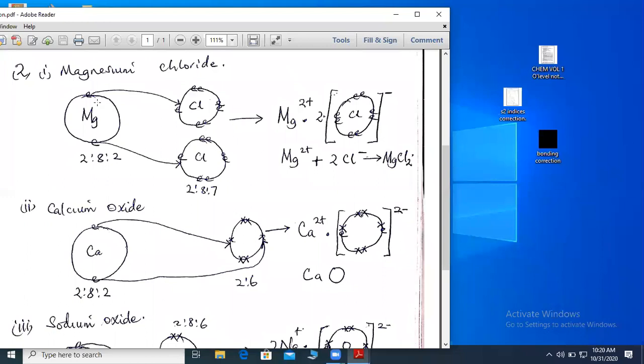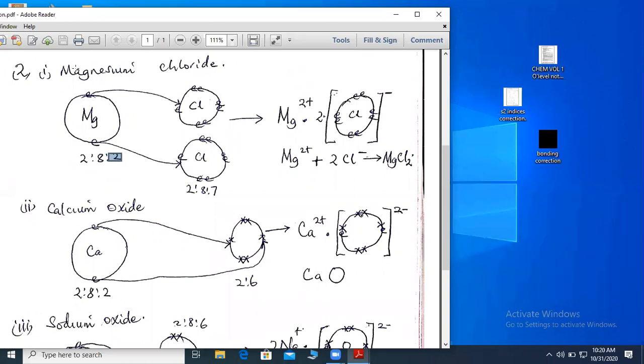Meaning it has 2 electrons in the outermost energy level or outermost shell. Then chlorine, its electronic configuration is 2, 8, 7. What does this tell us? This tells us that magnesium has got 2 electrons to lose to become stable. So when magnesium loses these 2 electrons, it will remain with the inner shell containing 8 electrons. And that inner shell, we say it is stable. It will be stable because it will now contain 8 electrons when magnesium loses these 2 electrons.